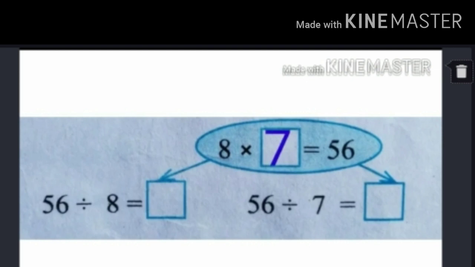And the next is 56 divided by 7. So we have to divide 56 by 7. So we have to say the table of 7 up to 56. So it is 7 8s are 56. So therefore 56 divided by 7 is 8. So our answer is 8.